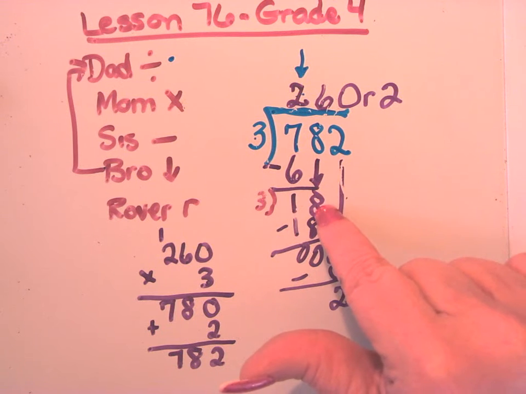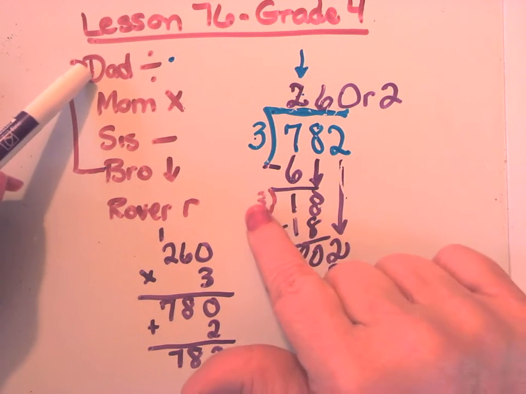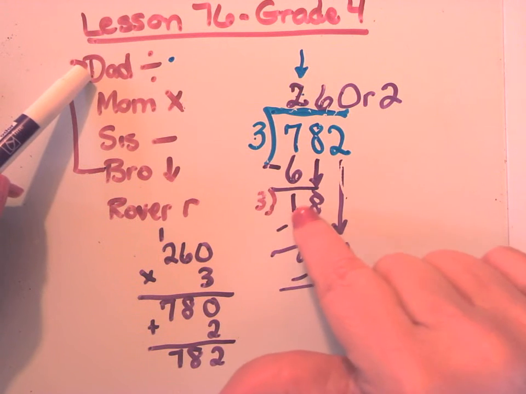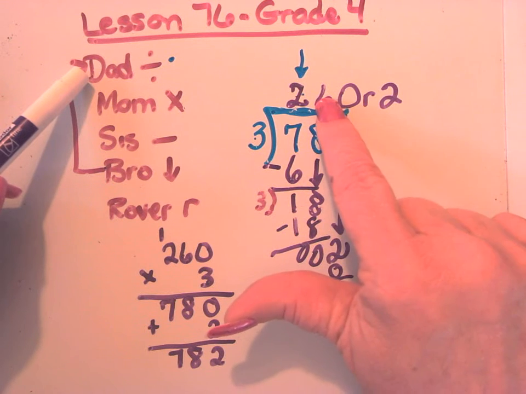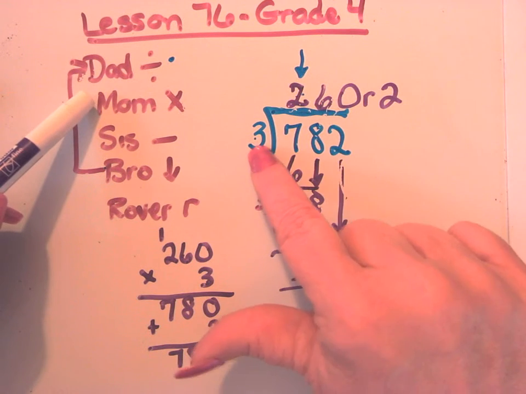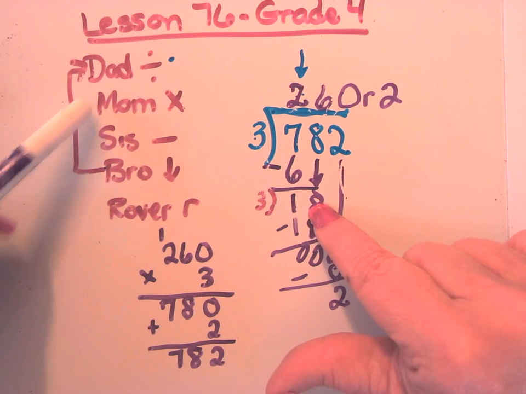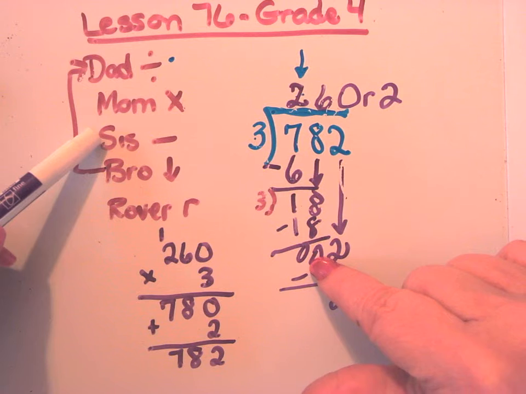Brother in town, so bring him on down. Then we said, how many 3's can we get out of 18? You don't have to write that 3 there, I just did it for your example. How many 3's can we get out of 18? 6. Roof times the door ends up on the floor. So 18 minus 18 now, sister subtract, gives us 0.